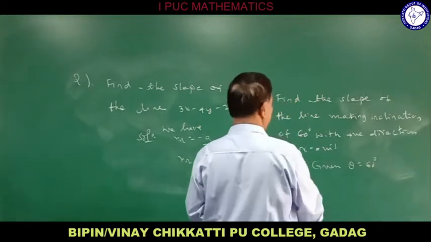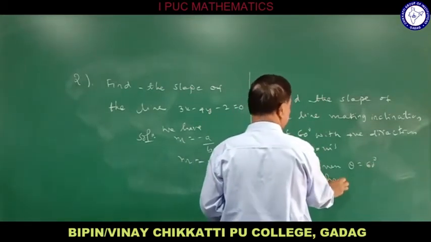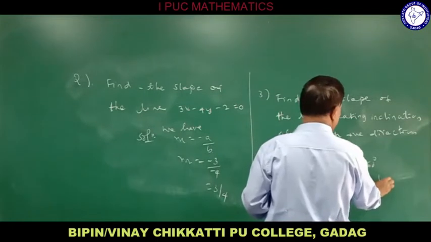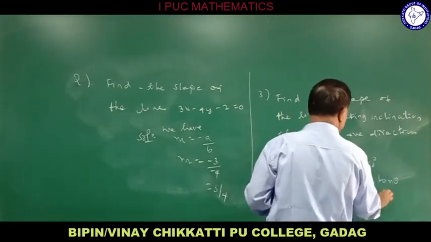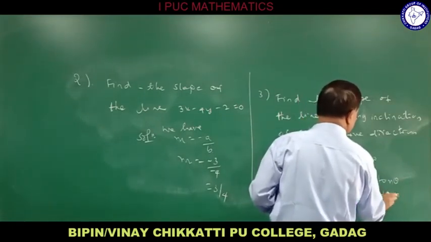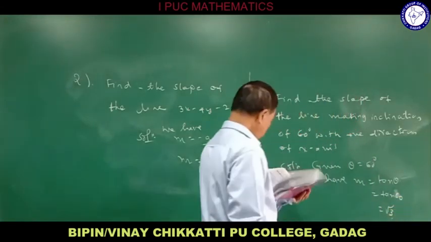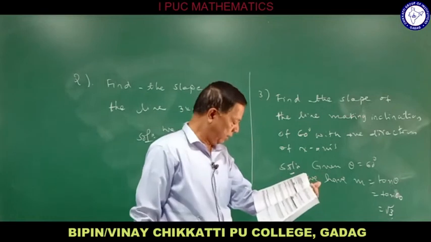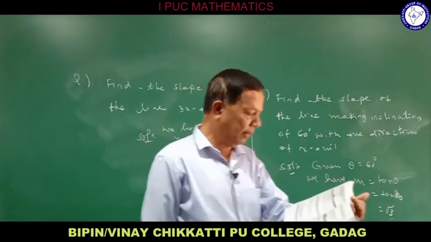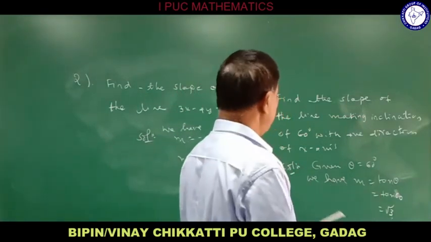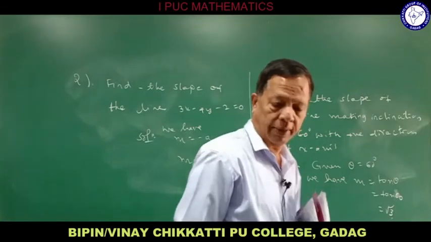We have the formula that m is given by the tangent of the angle of inclination, that is tan 60. Tan 60 is nothing but root 3. So here you can understand that the slope of the line is given by root 3. Try to understand how this is possible.